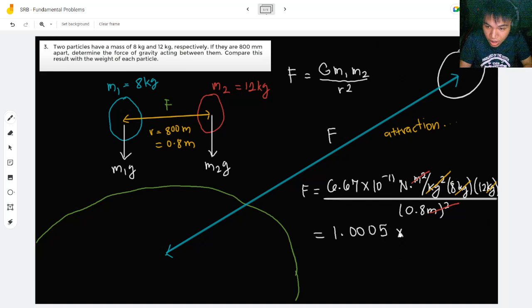1.0005 times 10 to the negative 8 power newtons. Okay? And that value is basically the force that they are exerting upon each other. Yeah, the force of gravity acting between them, rather. It's right here.